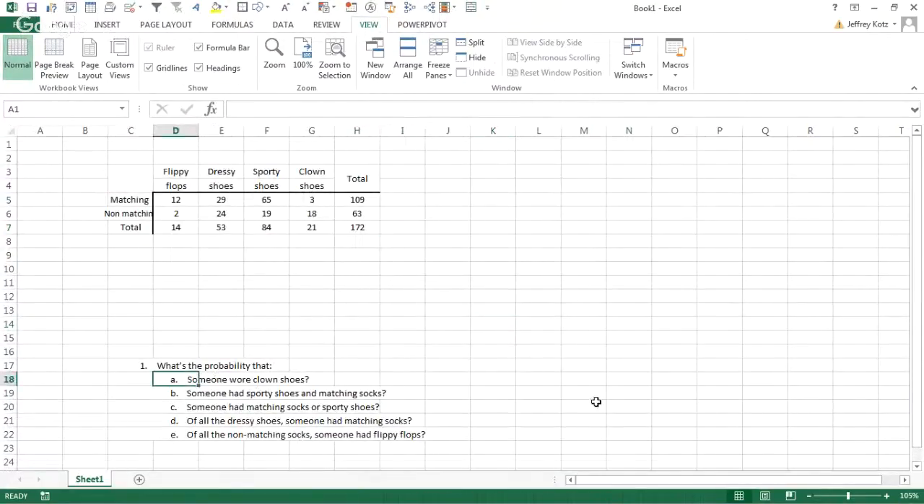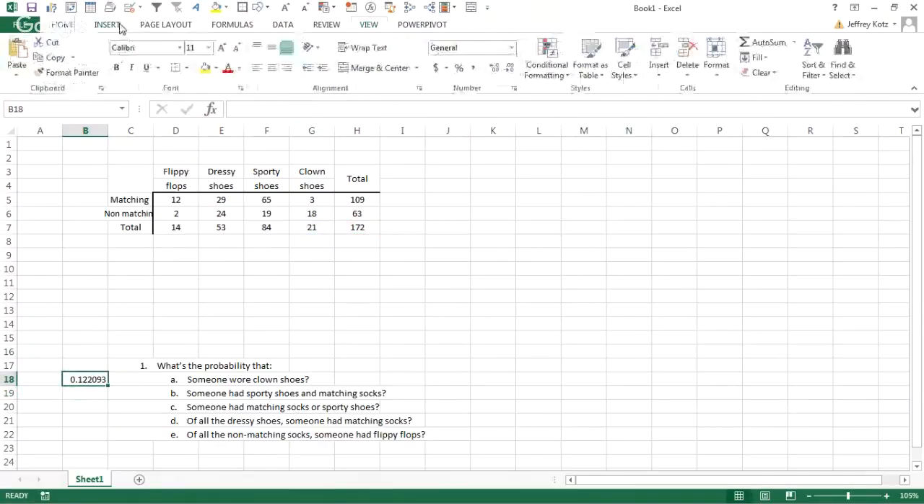So first question, what's the probability that someone wore clown shoes? Well, clown shoes are here. And it looks as though there were a total of 21 clown shoes. 21 out of the entire sample of 172 people means the probability is 0.12. Let's fix the rounding a little bit because I believe the question does say round your answers to 2 decimal places. So 2 decimal places, and let's just copy that formatting down. Then after you copy, we'll paste the formatting. So now whenever I do stuff here, it will still give me that information.